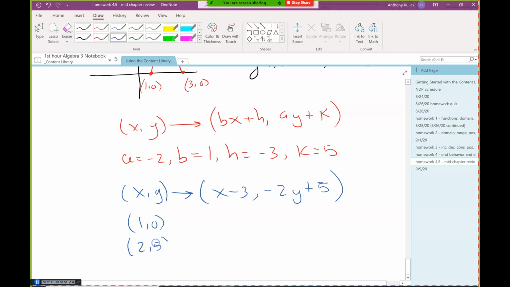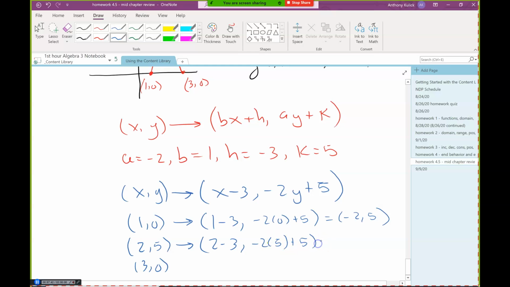So all I'm going to do now is apply that map to each one of the points, or the 3 key points, I should say, for my function that I've been given. So my first point becomes (-2, 5). And my second point becomes (-1, -5). And my third point becomes (0, 5).